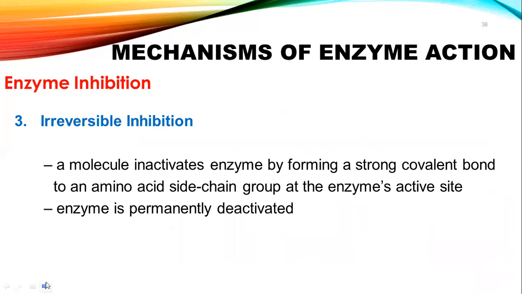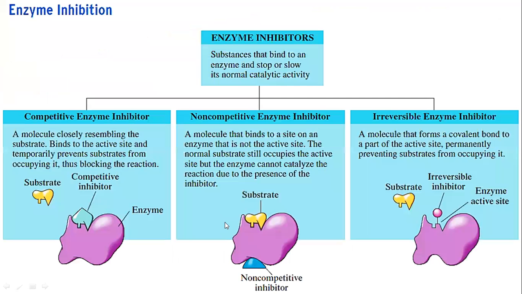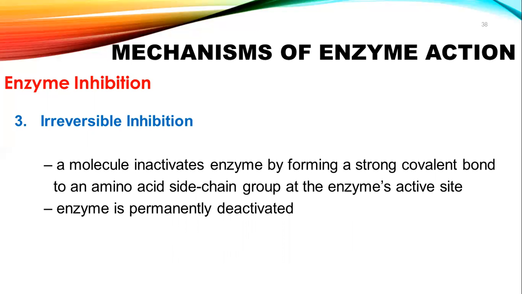Another one is irreversible inhibition. A molecule inactivates an enzyme by forming a strong covalent bond to an amino acid chain group of the enzyme's active site. And the enzyme, by doing this, is permanently deactivated. So when you have an amino acid chain group and it forms a strong covalent bond, it will completely deactivate.